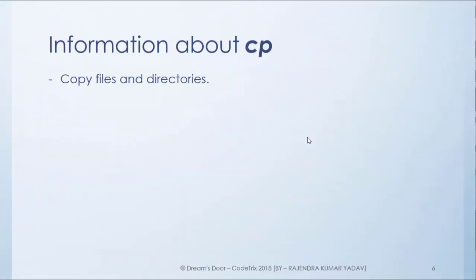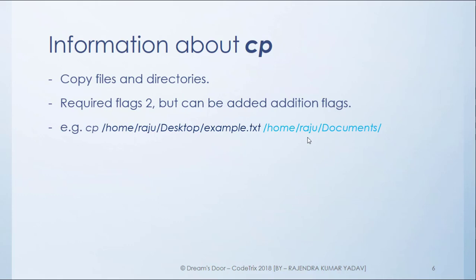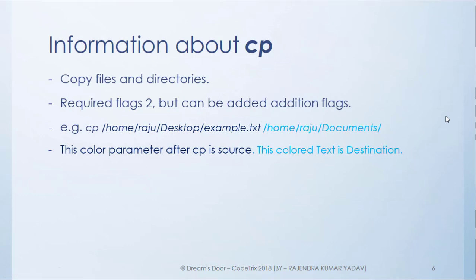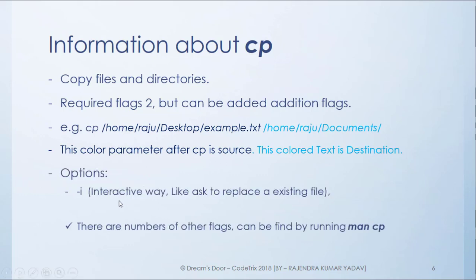So cp is used to copy files and directories to a destination directory. It requires at least two parameters, but multiple flags and multiple source files can be added to copy to a destination folder. There are a few additional flags like -i, -v, -r, and so on. To know more about cp, you can type man for manual and the command name, like man cp. Okay, so let us switch to the terminal and see it in action.